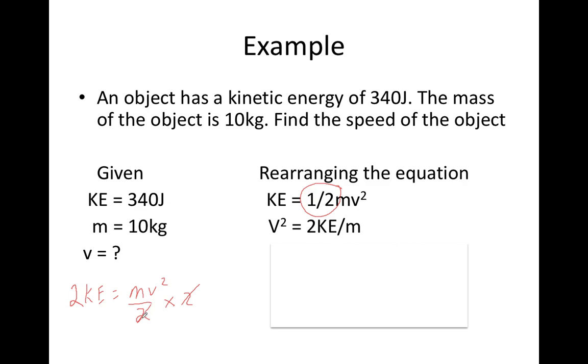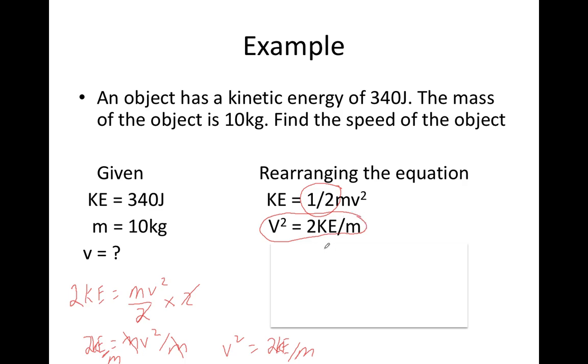Then we get 2KE equals mv squared. So the next thing we have to do is divide both sides by mass, m. So m cancels. So we divide this side by m. So we get v squared equals 2 times kinetic energy divided by mass. And that's the equation we have here.